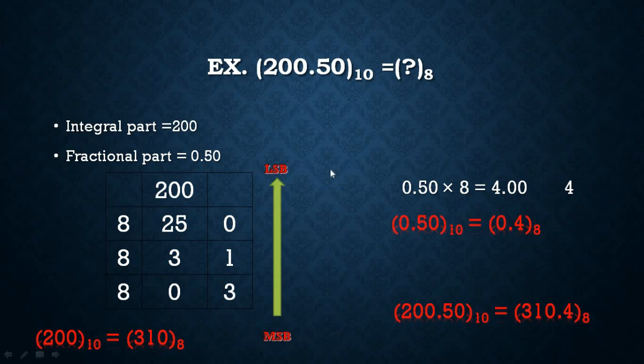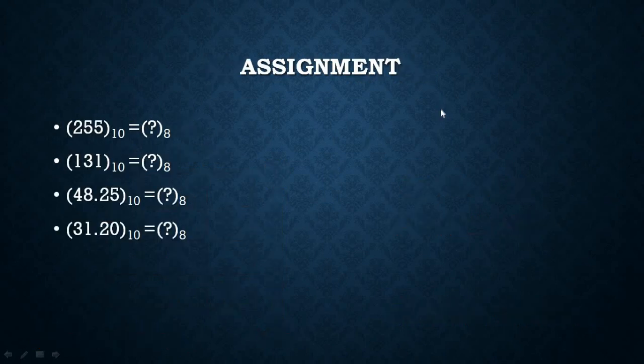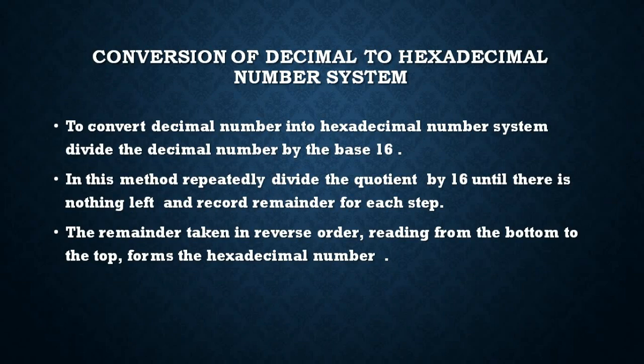In this way we convert the decimal number system into the octal number system. Here we give some examples for practice, so that we get the idea of how to convert a decimal number into the octal number system. Now we go to the next point, conversion of decimal to hexadecimal number system.